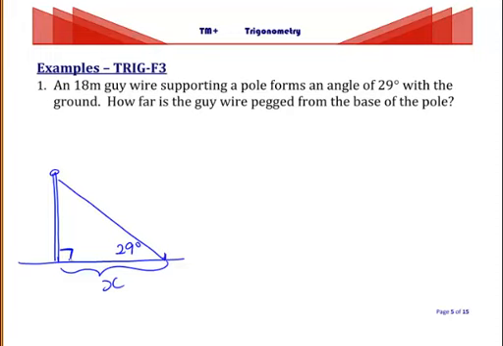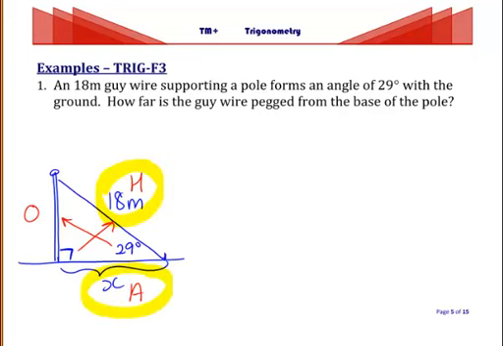And the other thing that it tells us is that it's an 18 metre long guy wire, so 18 metres is there. Label our diagram: opposite our right angle is the hypotenuse, and the other side is adjacent. We have our hypotenuse and we want to find our adjacent. So using SOHCAHTOA, which one has A and H in it? It's cos. So cos theta equals adjacent over hypotenuse.